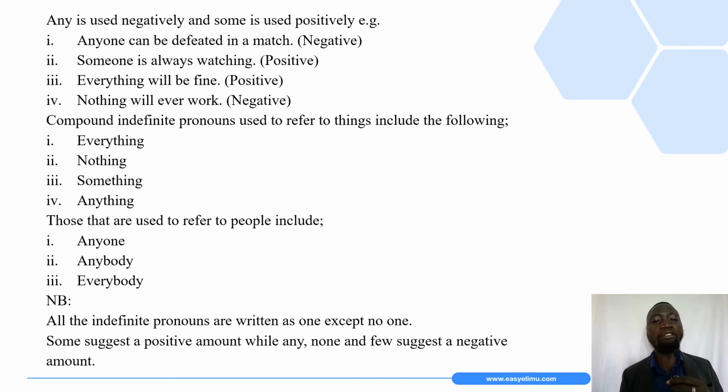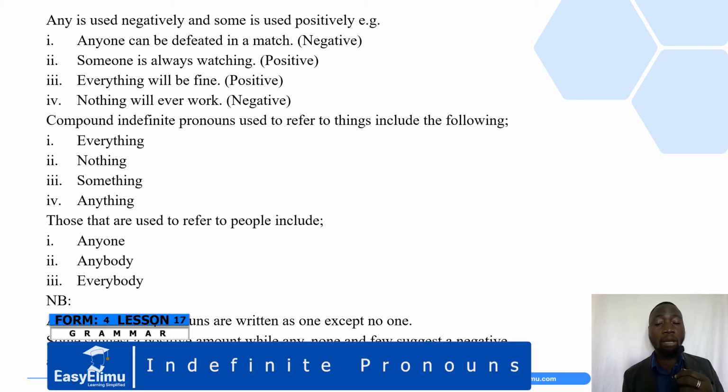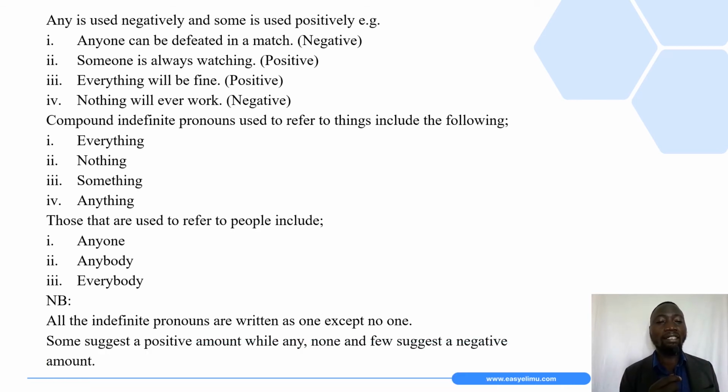Anyone can be defeated in a match. Because we have anyone, in this case, it is used negatively. Then when we say "Someone is always watching," some is used positively. "I'm going to give you a summary, then everything will be fine." Because we have everything in the sentence, it is used positively. Then in the last one, "Nothing will ever work," we have nothing in that sentence, making it a negative sentence.